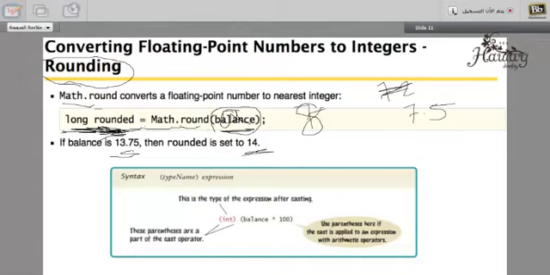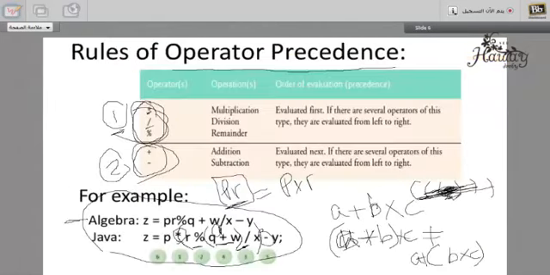Hello, doctor. Hi. I would like to ask you on slide 6, the rules of operator precedence. This one? Yeah, you said multiplication and division and remainder are one family. But if I did mod before division, is it okay? It's the same. Yes, there is no problem.